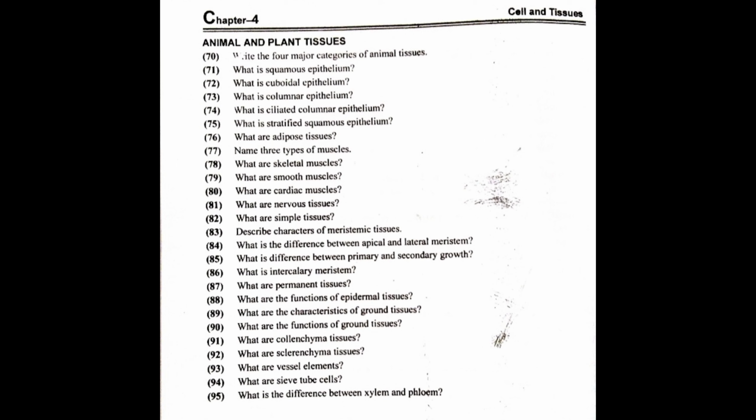What are skeletal muscles? What are smooth muscles? What are cardiac muscles? What are nervous tissues? What are simple tissues? Describe the characters of meristematic tissues. What is the difference between apical and lateral meristem? What is the difference between primary and secondary growth? What is intercalary meristem? What are permanent tissues?